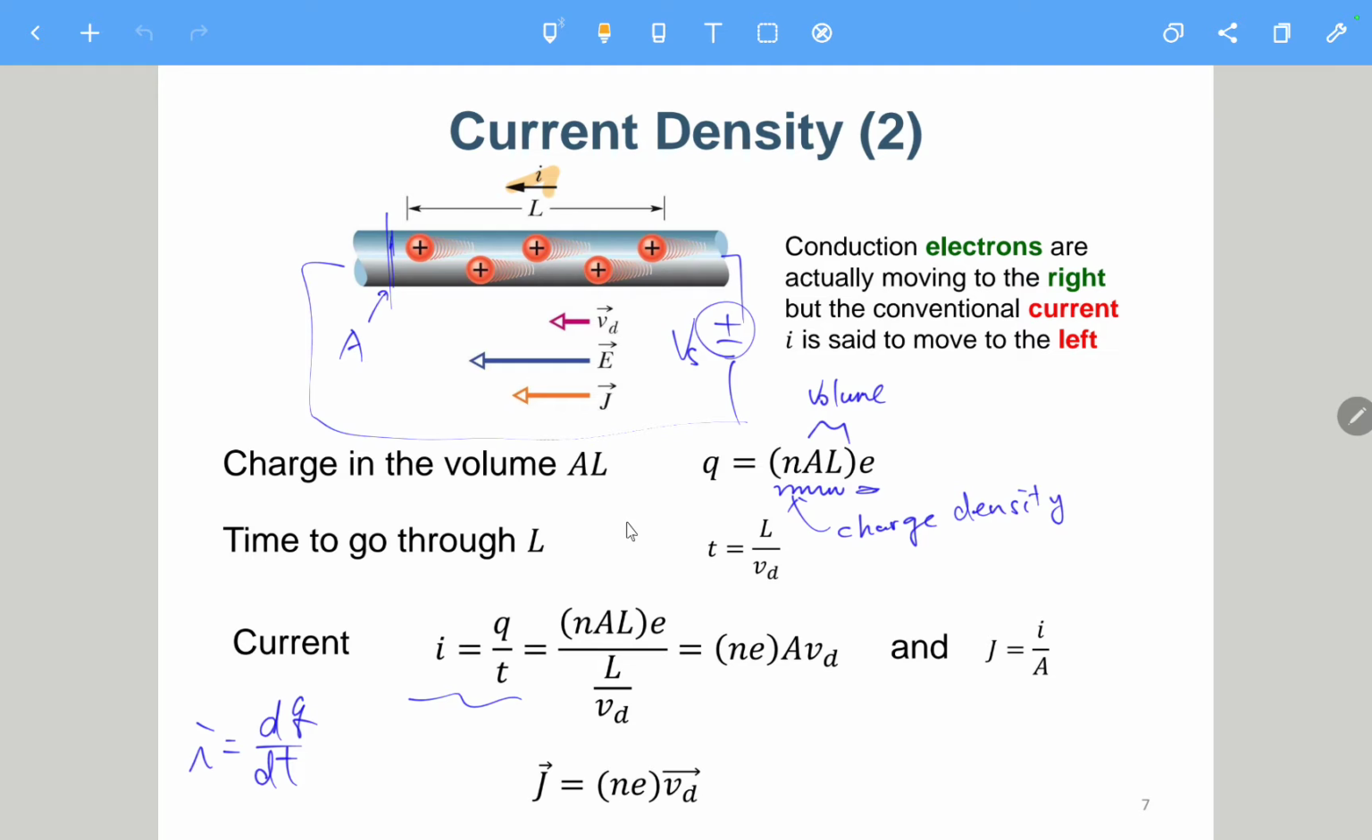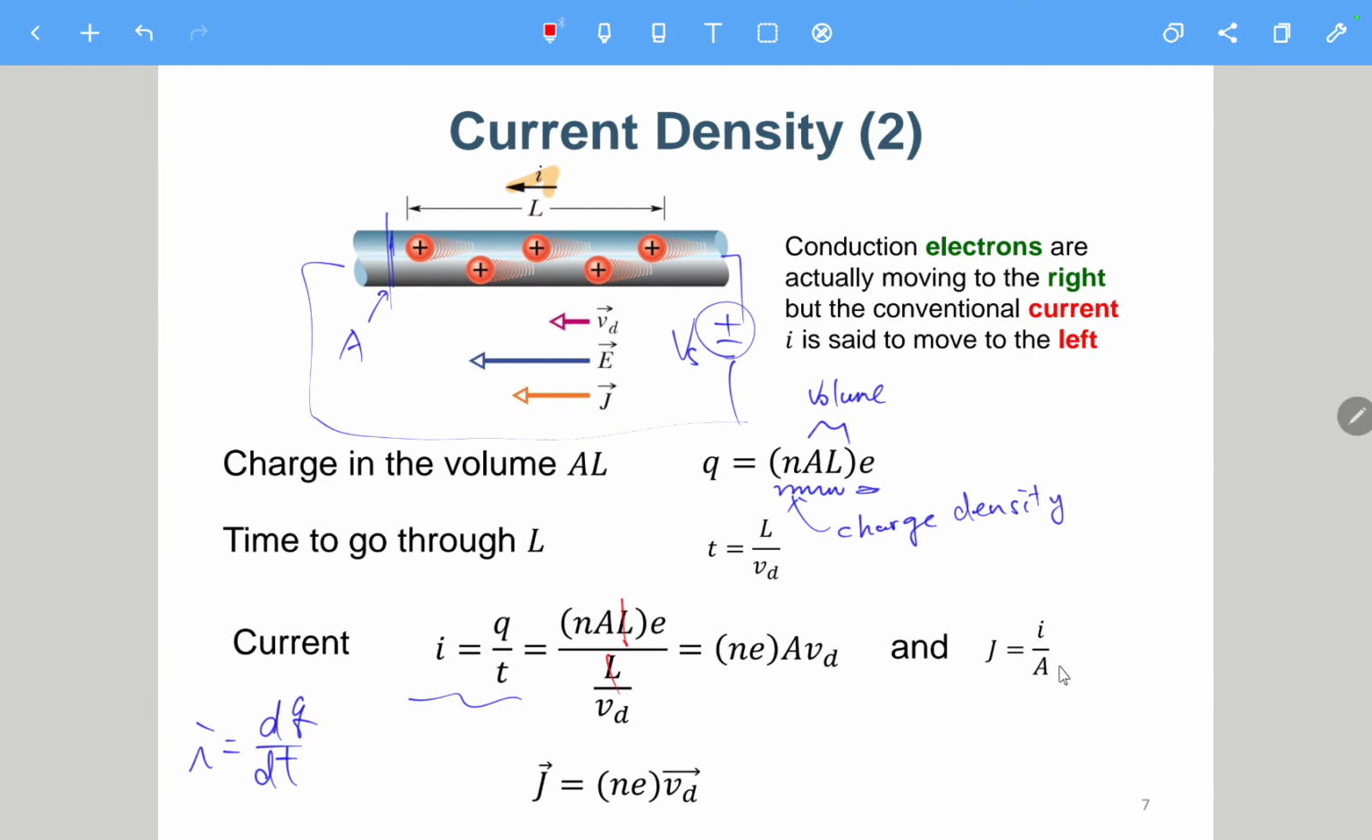Okay, so we just plug in Q and T into here. So we have N a L times E on the top, and then here T equals L over Vd. So here we can just cancel this L and this L. And then we have N e in the front, and then A times Vd. So N times E times A times Vd. So we have I equals this expression.